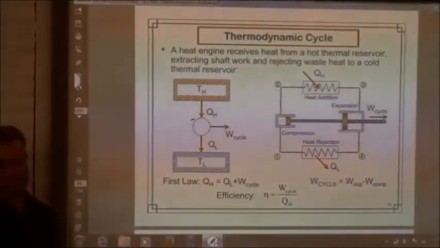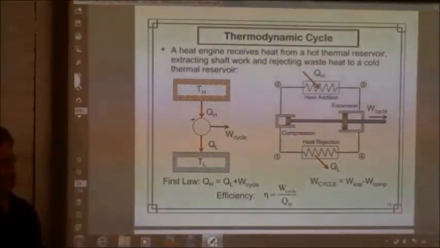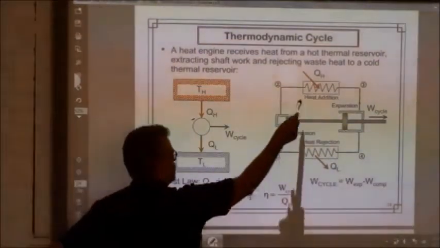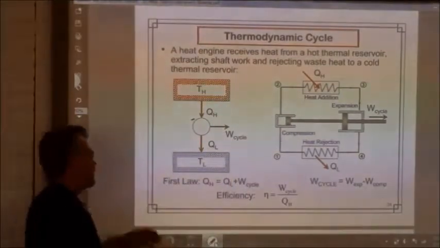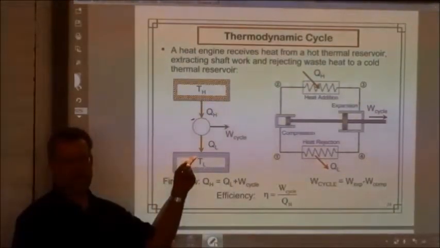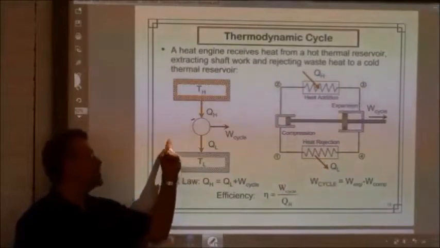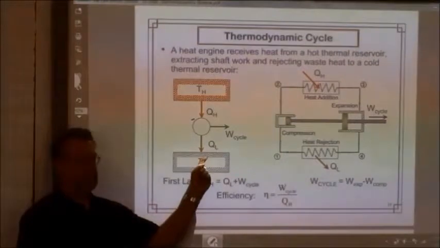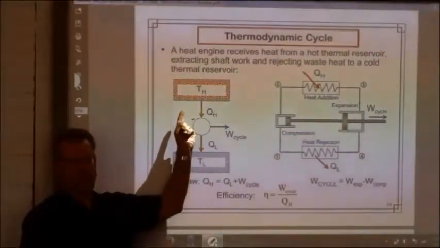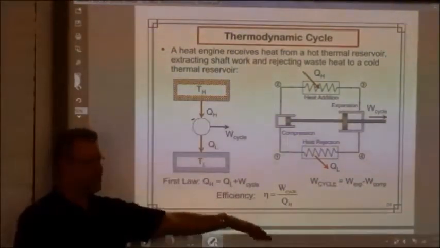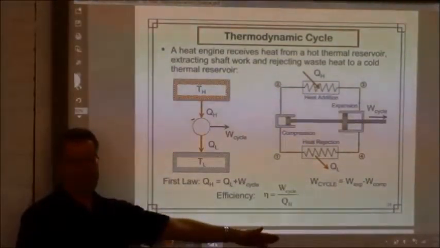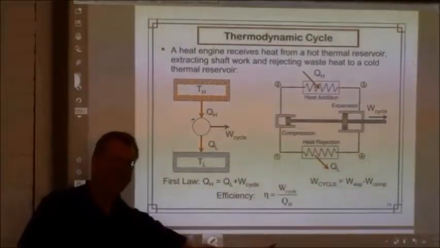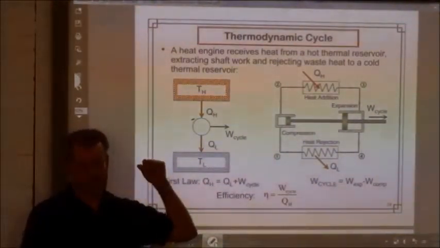Yes? Can you take the waste heat and reuse it for the heat addition? You really can't, because this is happening at a high temperature and this waste heat is at a low temperature. And you can't get low temperature heat back up here. You'd be asking the heat to flow uphill all by itself. It's like saying if I've got a dam downstream of the spillway, why can't I use that water in the dam to generate electricity? Well, it's downstream already. You'd have to pump it upstream.